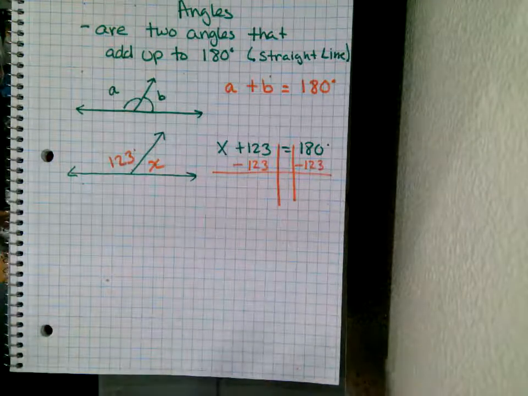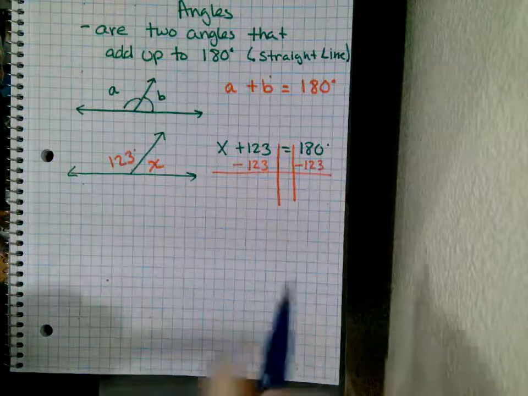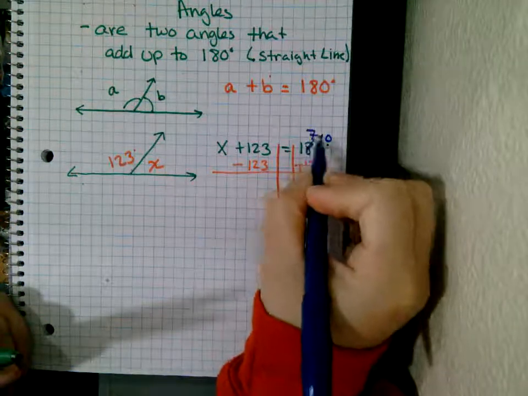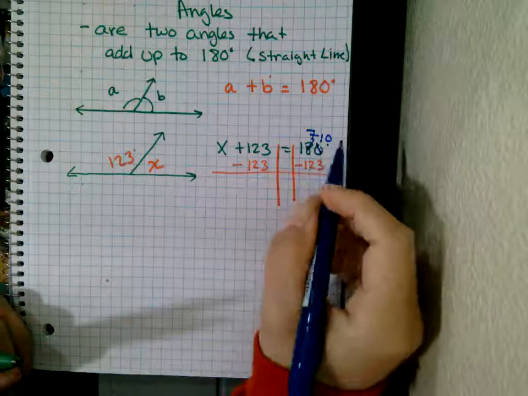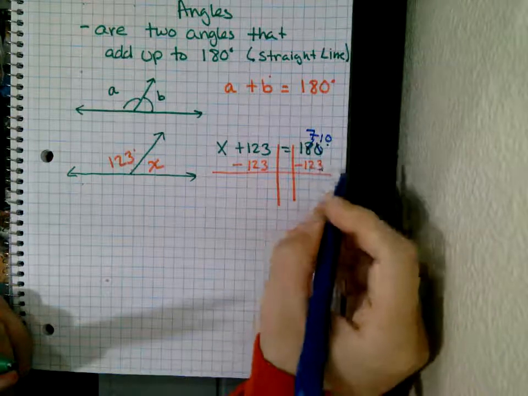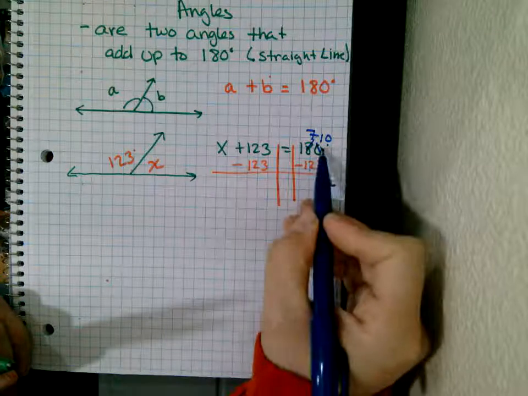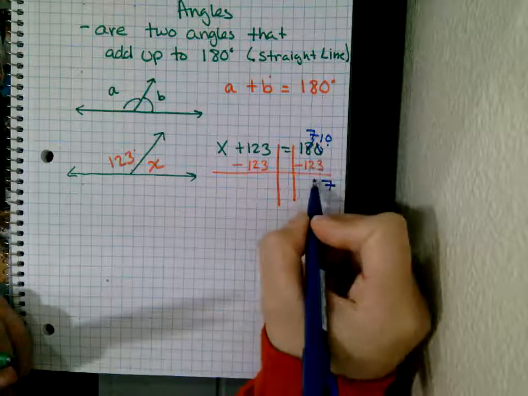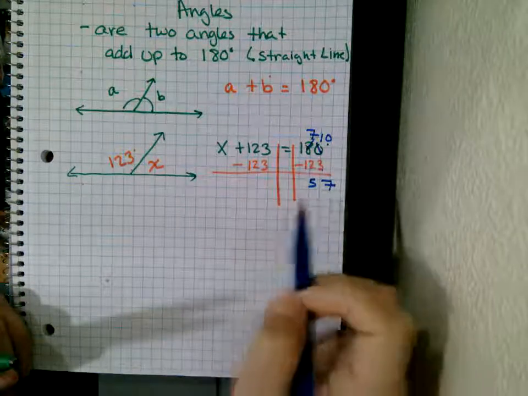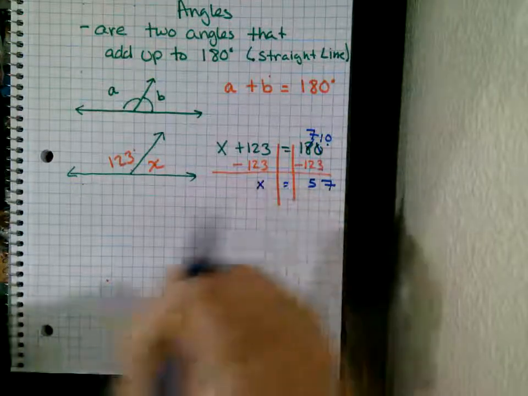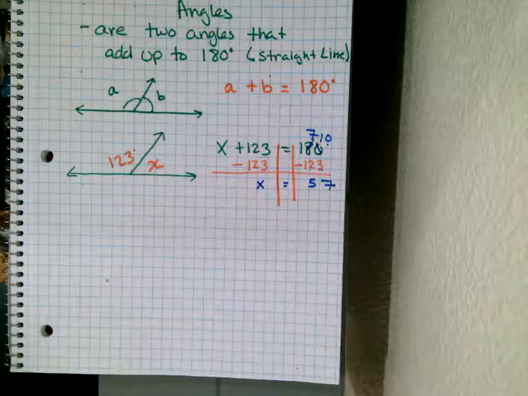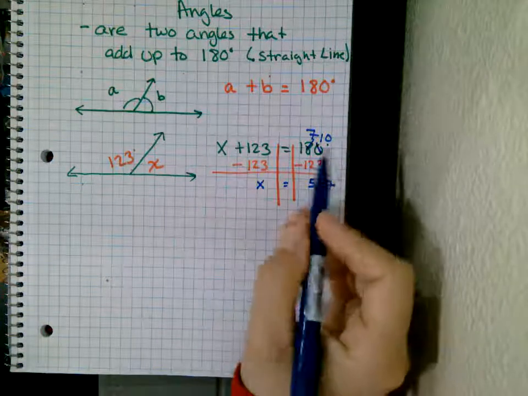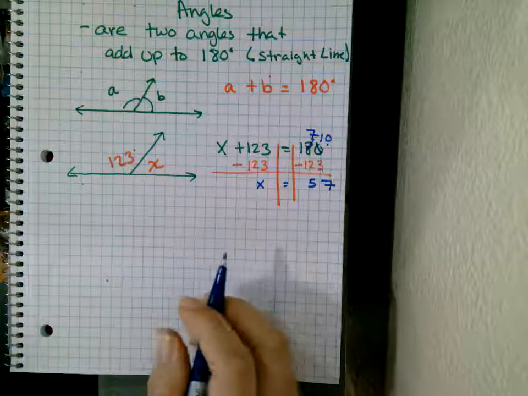Now be very careful with the borrowing. I mentioned it yesterday, and I saw some of you make some little tiny errors on your classwork, so make sure that you take your time and you borrow correctly. So 10 minus 3 is 7. We can't do 0 minus 3. It has to be a 10. Then it's 7 minus 2, which is 5, and then 1 minus 1 is 0, so we're done. So in this simple level 1 problem, we have x equals 57. All you had to do was take 180 and subtract 123. And that's it.